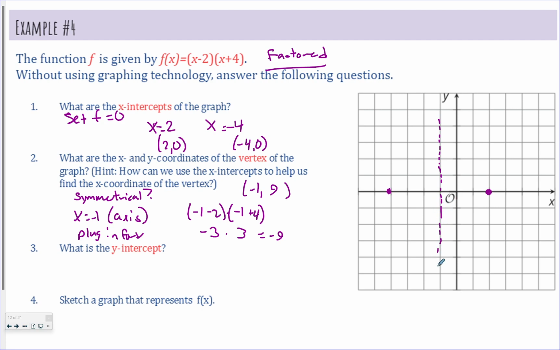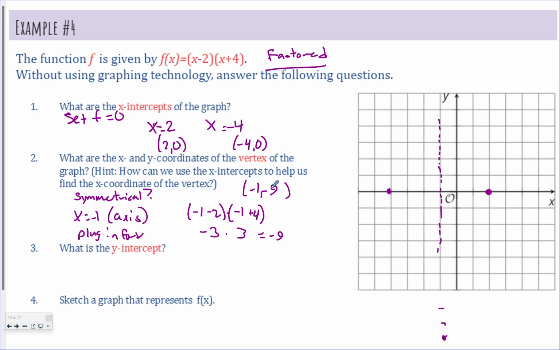1, 2, 3, 4, 5, 6, 7, 8. Whoops. Oh, we're way down here. Whoopsie. A little off the graph. That's okay.